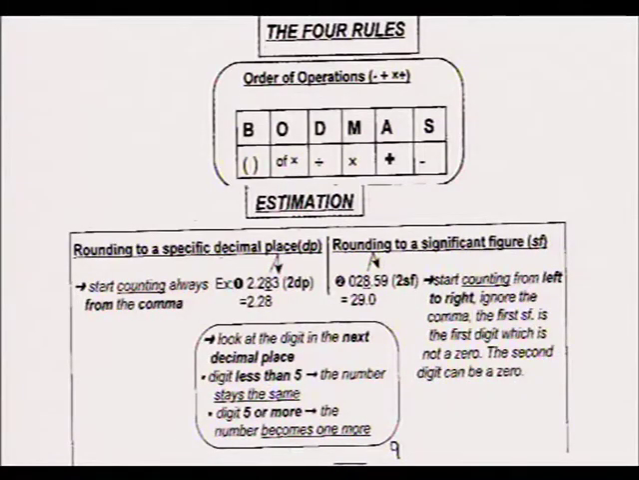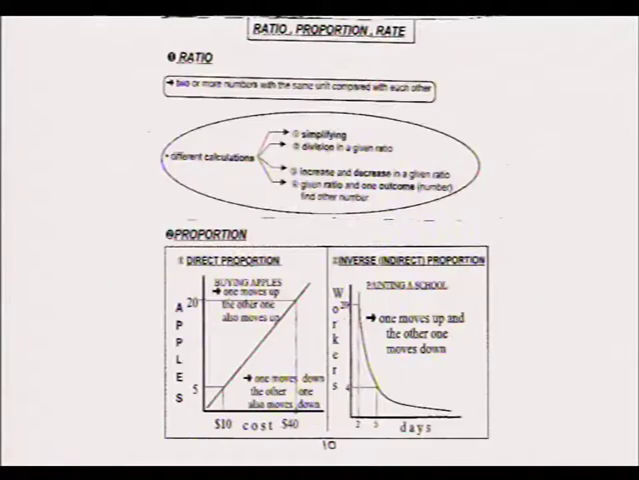There are rules, BODMAS, the order of operations. First we work with the brackets, then of, and of means we multiply. D stands for divide, M is multiplication, A is addition, and S is for subtract. We do that like this.